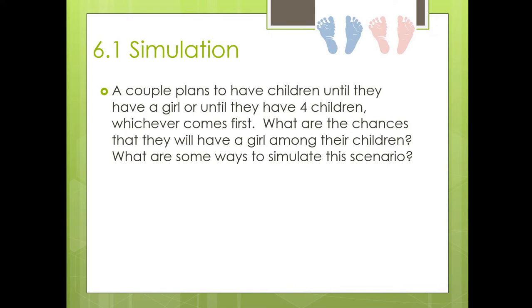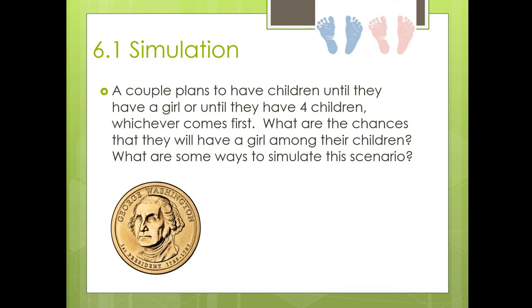So what are some ways to simulate this scenario? Some basic ones would be, we could flip a coin, heads a girl, tails a boy, and flip it either 4 times if we end up having 3 boys the first time, or just flip it until you get one heads that represents a girl, and then count how many times you end up with 4 tails out of how many times you flip, and that would be your probability.